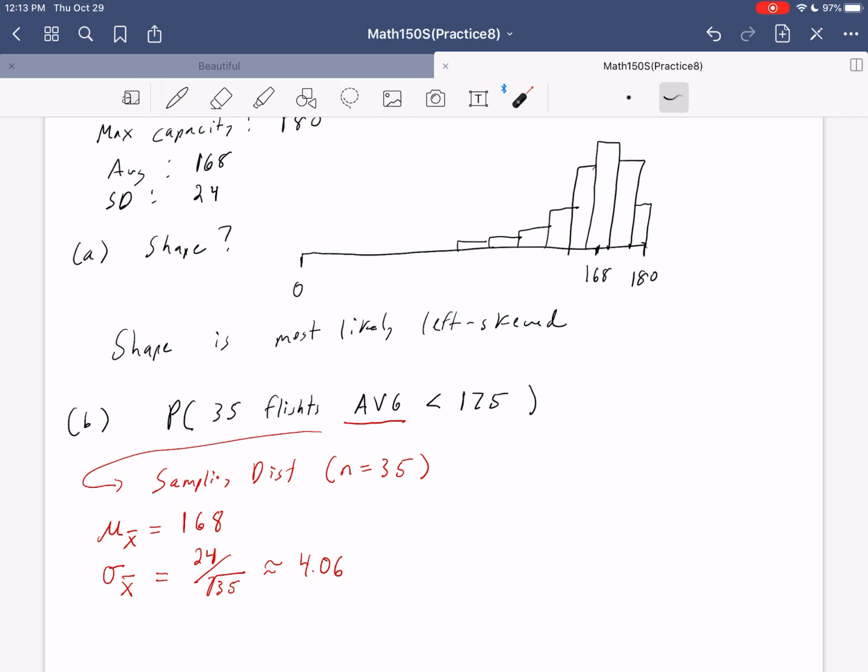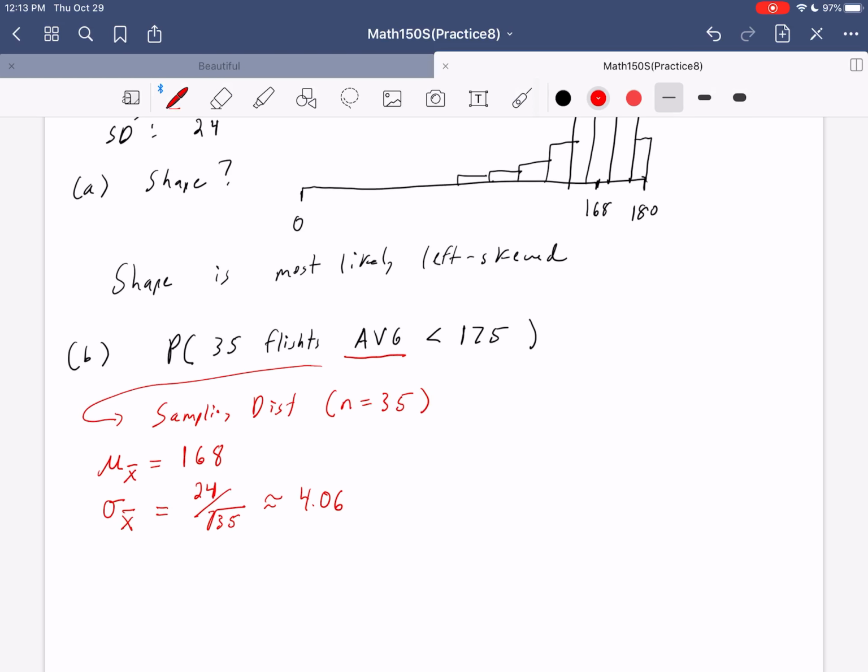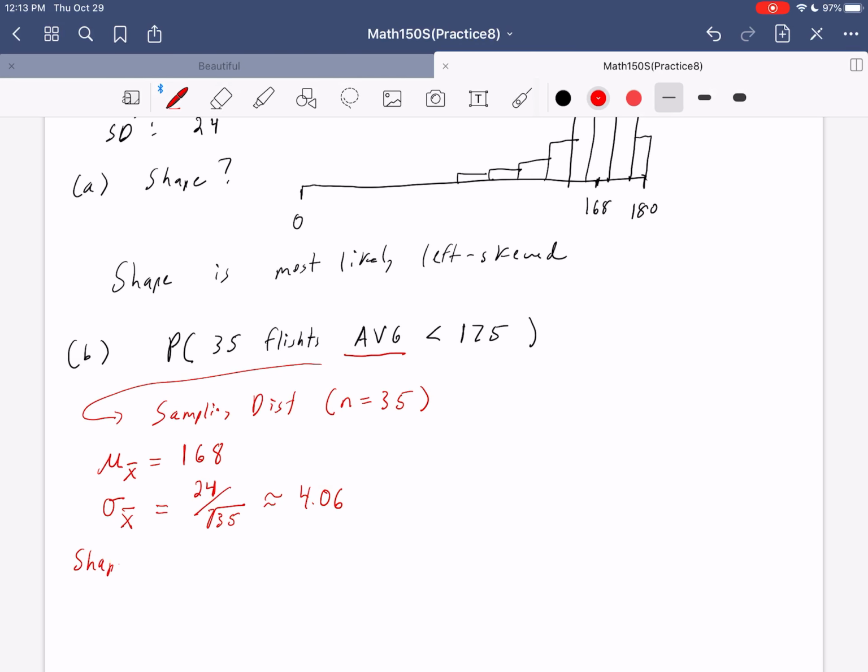So, as we discussed when we first introduced the central limit theorem and the sampling distribution, groups always show less variation than individuals. Notice that the standard deviation for individual flights is pretty large, 24 passengers, whereas groups of 35 flights have a standard deviation of only 4.06. So this sampling distribution standard deviation will always be smaller.